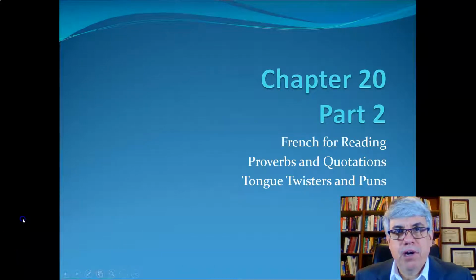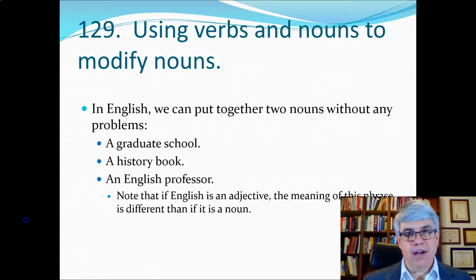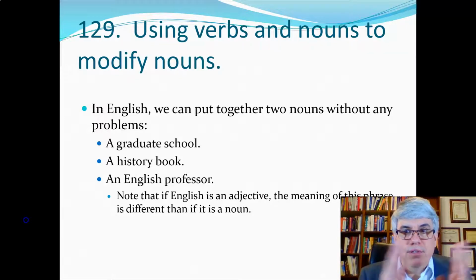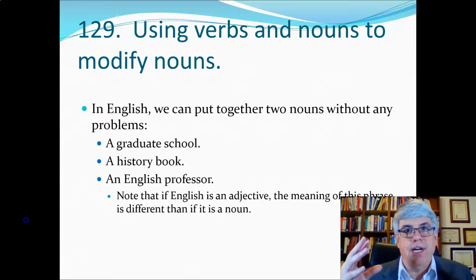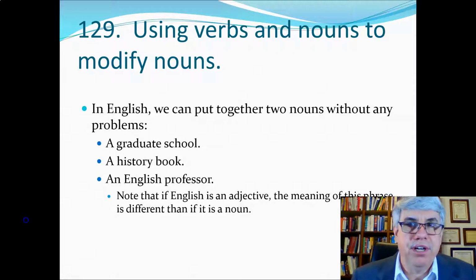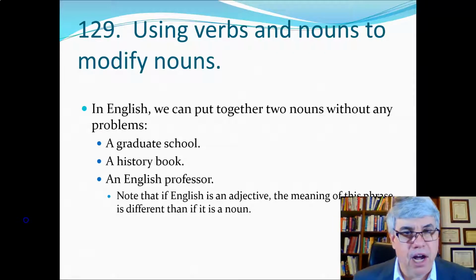Chapter 20, Part 2. Here we're going to look at how we can use verbs and nouns to modify nouns in French. Now in English, we can put just two nouns together without any problem. Sometimes we put three or four nouns together and we call them noun stacks. And in general, you should avoid that because it starts sounding like jargon in English. But we put two nouns together fairly often.